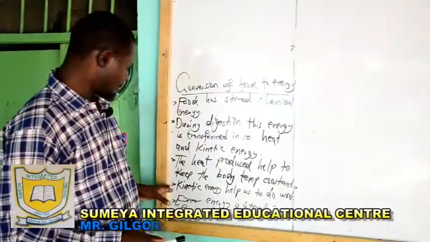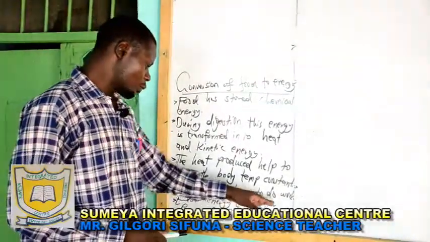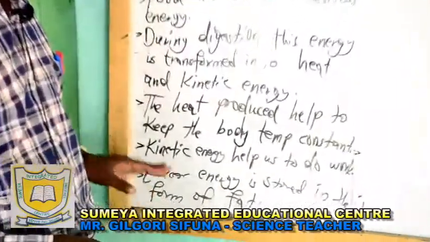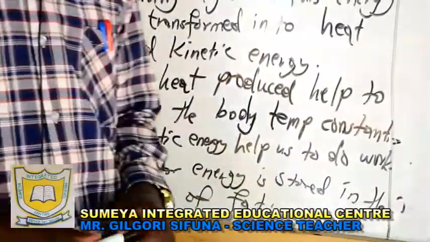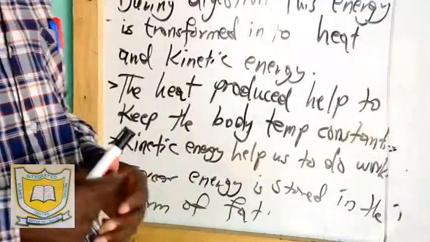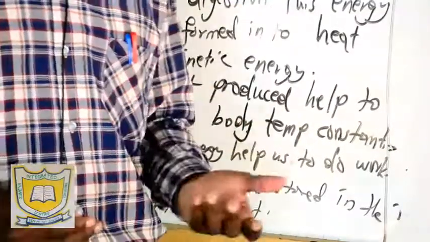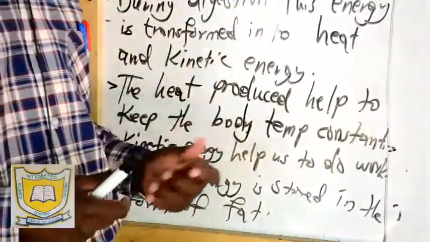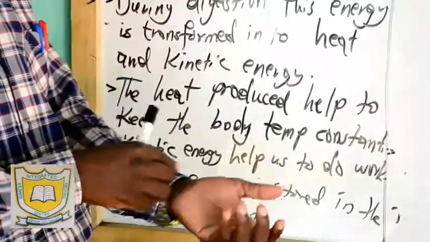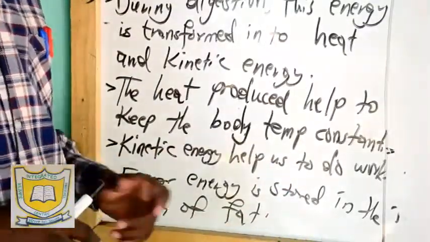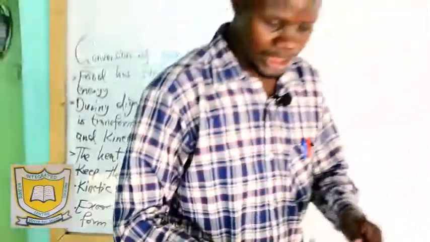Now we say kinetic energy helps us to do work, and also we have excess energy in the body. I said if you have food, you might have production of excess energy. Now, where is that excess energy taken? It is stored in our skin in the form of fat. So this is transformation of energy in food.